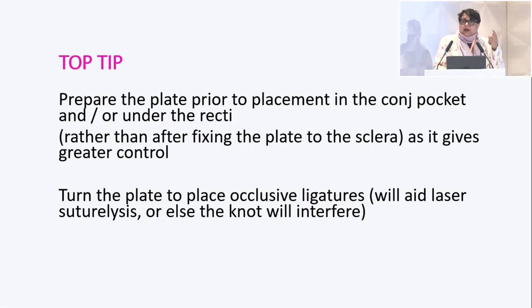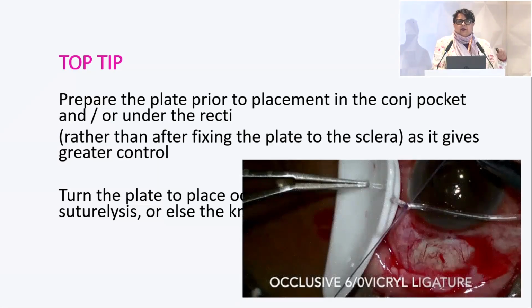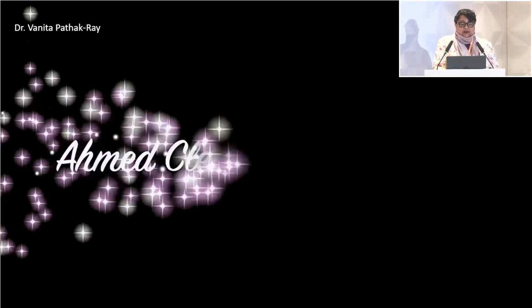So where non-valve tubes are concerned, my biggest tip is to prepare the plate before you actually put it in the quadrant, and that helps make the surgery very, very controlled. And when you do the occlusive ligatures, turn the plate over so that you don't have a knot on the anterior surface, so that if you need to laser it, you can still laser it. And I have done that several times.